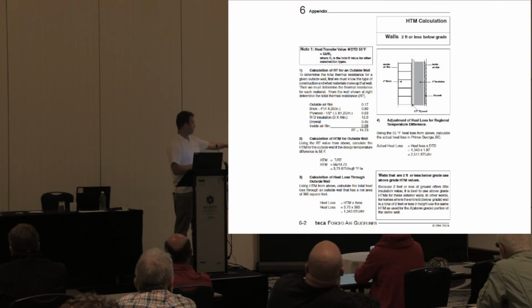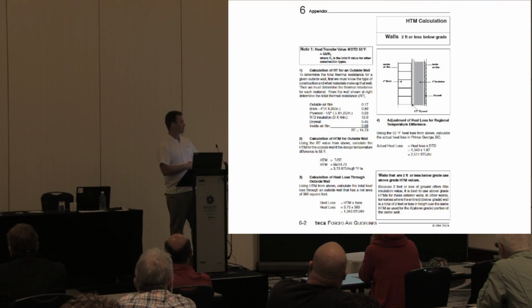Like I said before, we get the heat loss, so we have what that factor is, we multiply it by the square footage that we have, and then we get the BTU loss for that area. In this example they give us, we figured out the heat transfer multiplier was 3.73, and the area they give us is 360 square feet, which is fine. So our heat loss for that area is 1,343 BTUs per hour.